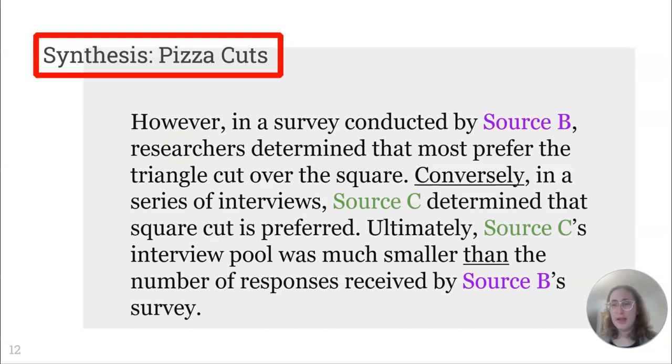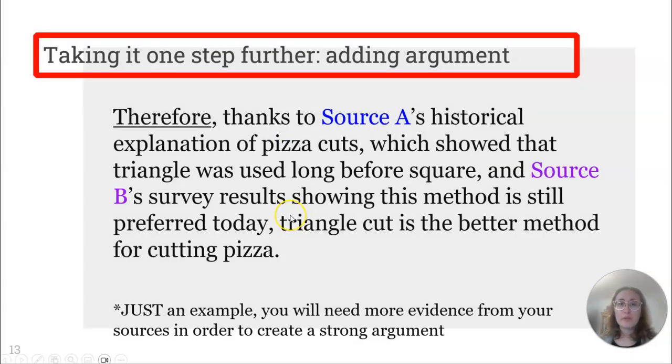You're going to have more than I have for this example, just 4. But you're going to land on ultimately maybe source C's interview pool was a lot smaller than source B's survey. So maybe what does that mean? Therefore, thanks to the historical explanation and then some more context about the cutting of pizza and source B's survey results showing it's still preferred, maybe your argument that you settle on is that we need to be cutting pizza in triangles. That's the better method.